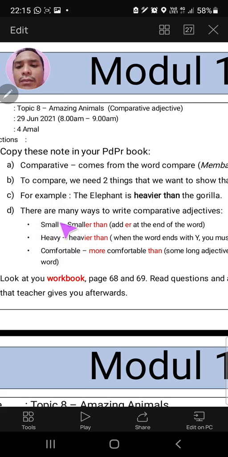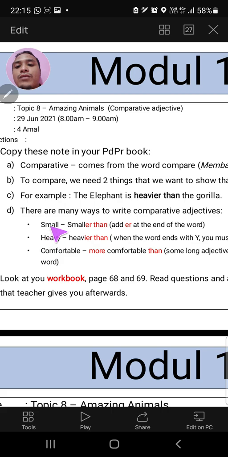Okay. Read this small. There are many ways to write comparative adjective. Ada banyak cara untuk menulis comparative adjective. Cara nak membanding in English banyak. In Malay senang saja. Contohnya awak nak cakap lebih besar, awak tulislah harimau lebih besar dari kucing. Lebih besar, lebih kecil. Semuanya lebih. But in English, awak tak boleh simply tulis lebih macam tu kan. There are ways.